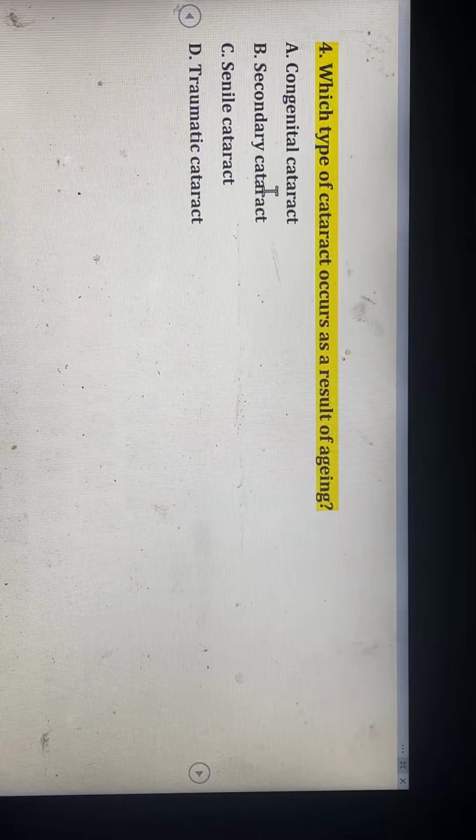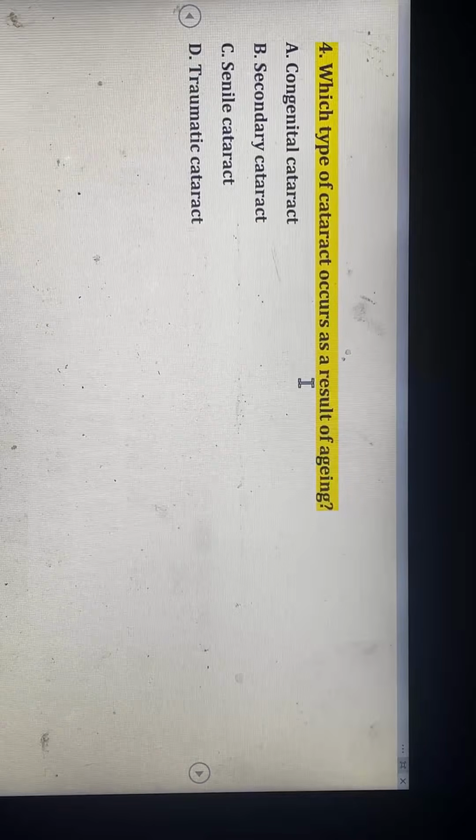Number four will be fast. Which type of cataract occurs as a result of aging? This question comes out in exam. Now, don't joke with glaucoma, cataract, myopia, hypermetropia, presbyopia, strabismus, stye, chalazion. All these come out in exam, and we will have classes on all these so that we will complete everything about the eye, the med-surg aspect of the eye and the anatomical aspect of the eye. So make sure you know this before you enter the exam hall.